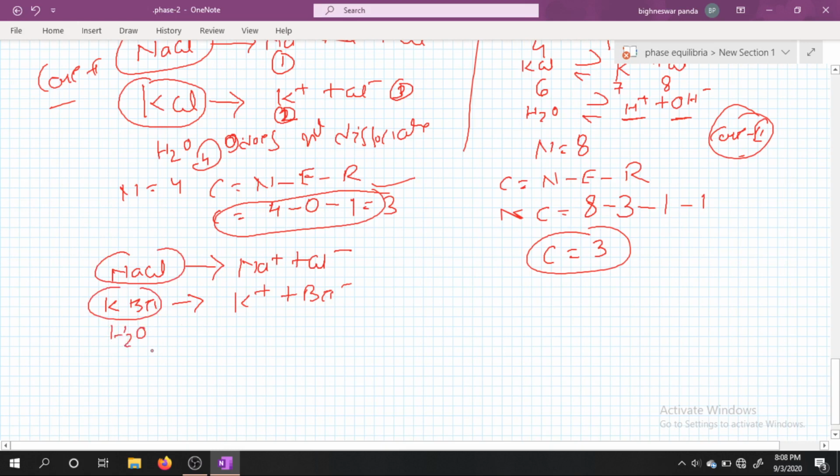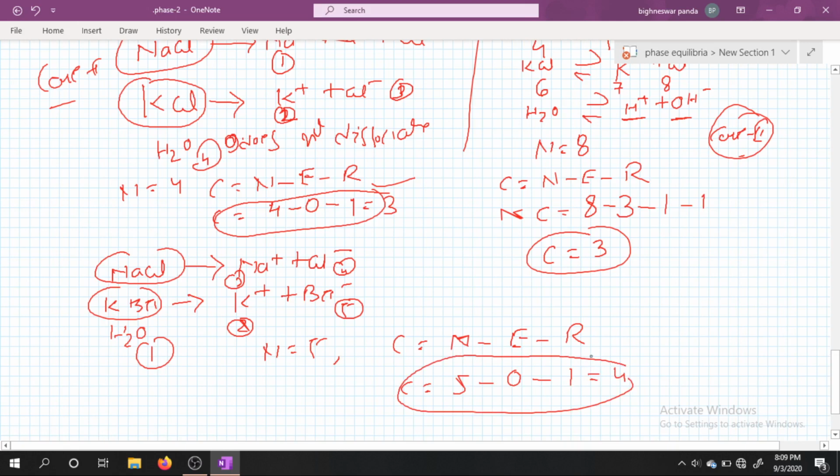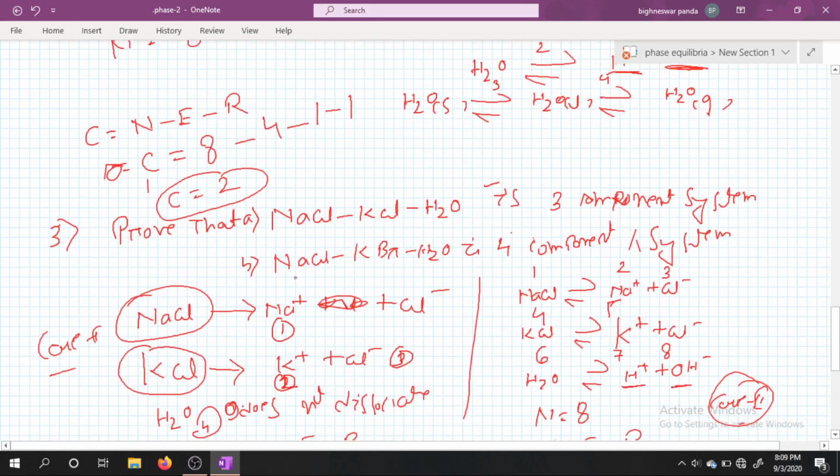So the number of species is 1, 2, 3, 4, 5. So N is equal to 5, C is equal to N minus E minus R. C is equal to 5 minus E, there is no equilibrium, 0, minus condition 1. So 4. Hence proved. NaCl, KBr, water is a 4 component system and the earlier one is a 3 component system.